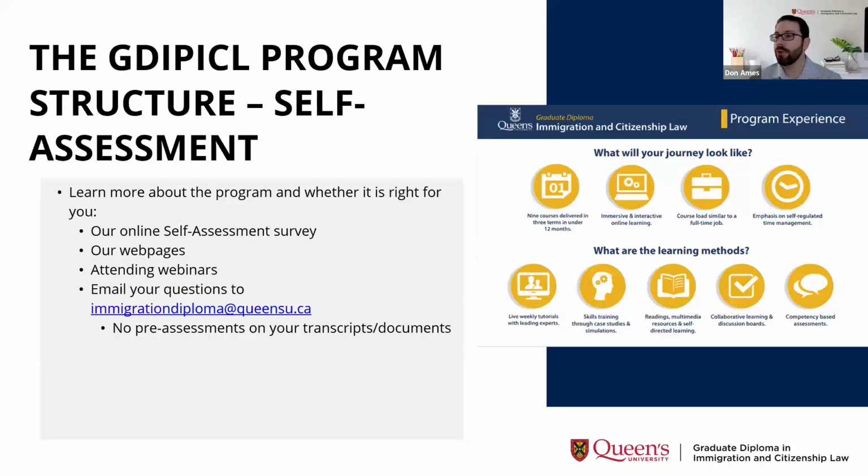Also, make sure you're reviewing our web pages in full. Read everything, understand everything, and ask us questions if you have any in regards to our admission criteria or any other thing that you've read on the website. You can email us your questions at immigrationdiploma@queensu.ca. One thing that we ask you not to email us is pre-assessment requests.